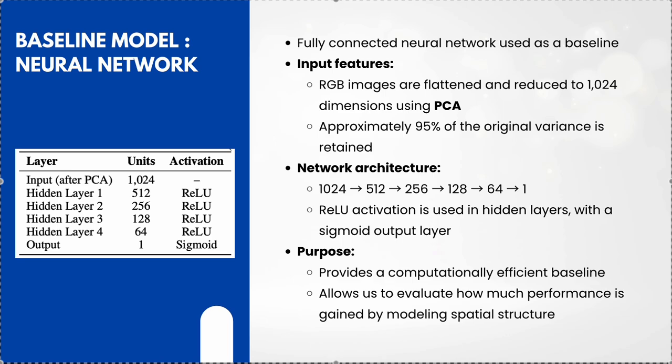That is our baseline model. Our first model is a fully connected neural network serving as a computationally efficient baseline. The input is the PCA-reduced vector, and the architecture gradually reduces the dimension through layers of 512 and 256 units, and finally outputs a probability using the sigmoid activation. While NNs can capture global features, they typically struggle to recognize local facial structure, which is why we expect the CNN to perform better.